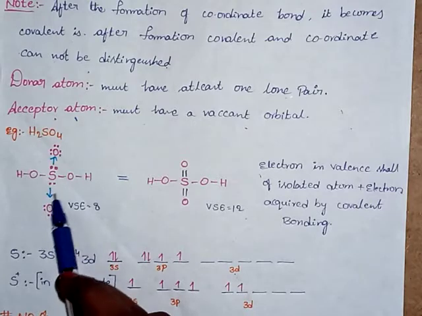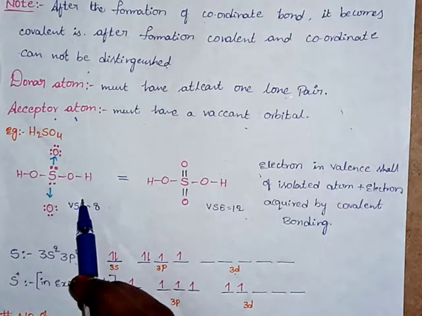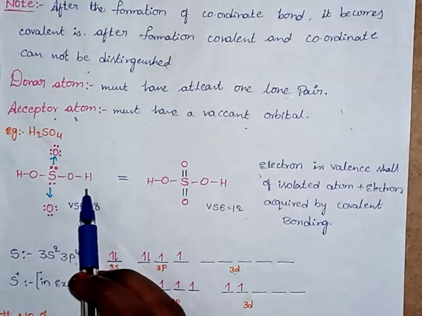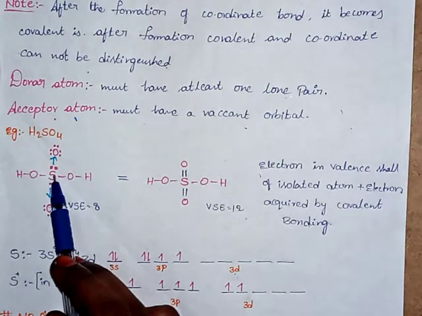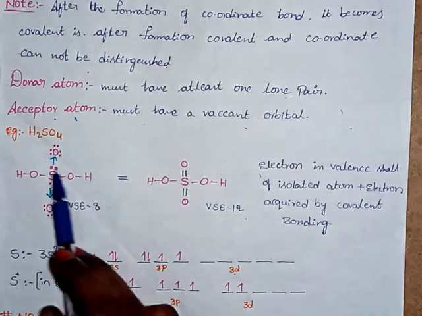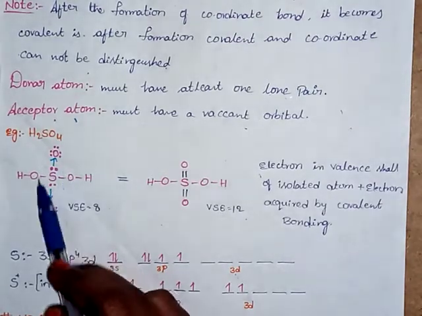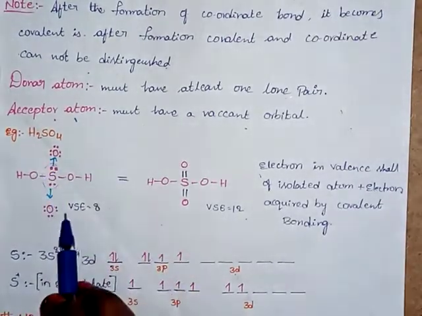According to the VSEPR theory, all atoms will follow the octet rule. Octet rule means 8 electrons, which means a fulfilled orbital, no? So sulfur has 6 electrons in its valence shell. I am talking only about the sulfur.